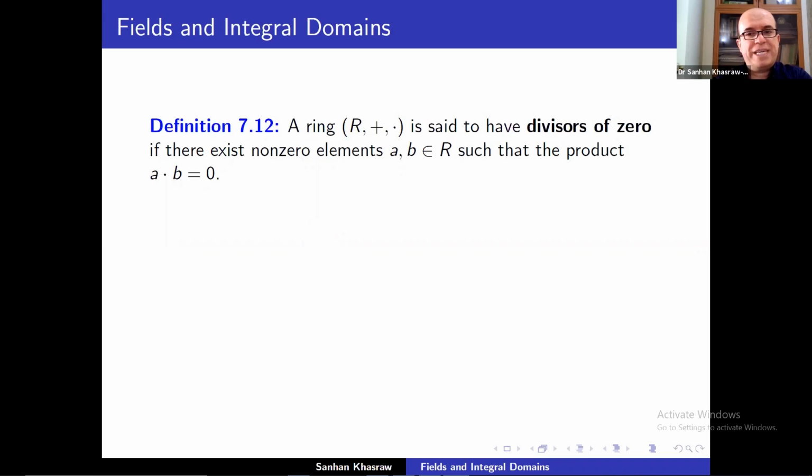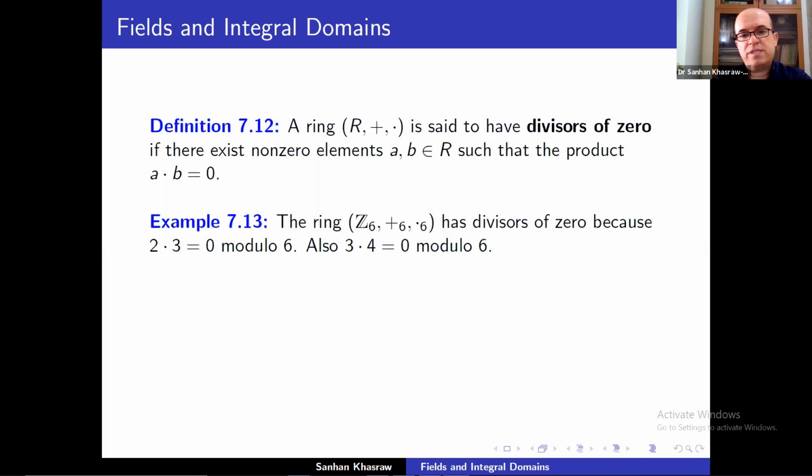Sometimes we cannot find any two non-zero elements in a ring R such that their multiplication is 0. If we do have non-zero elements with this property, then we say that R has divisors of 0, or sometimes we call them zero divisors. For example, the ring Z6, the ring of integers modulo 6, has divisors of 0. As we can see in Z6, 2 times 3 is equal to 0 modulo 6. Also 3 times 4. So this ring has divisors of 0.